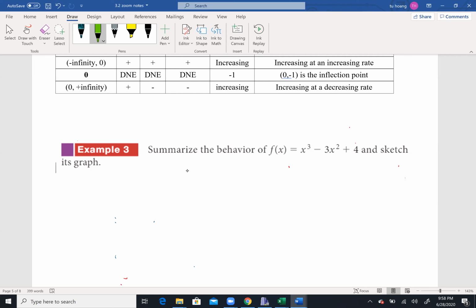Okay, so now let me move to example 3, and we still summarize the behavior of f(x) equals x cubed minus 3x squared plus 4. Okay, and at first I will always state the domain, try to state the domain of f(x). So domain equal to, because this is a polynomial function.